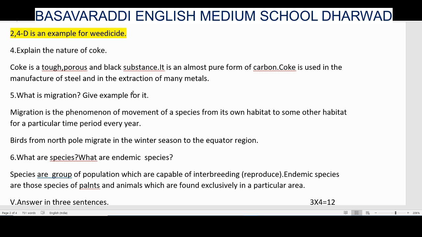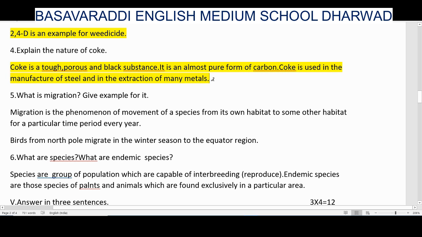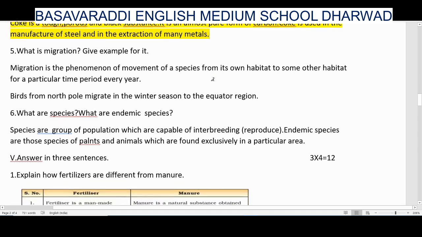So coke is tough. It is very tough and porous. It has many pores, and is a black substance. It is a black, porous and tough substance. It is an almost pure form of carbon. So this coke is used in the manufacturing of steel and in the extraction of many different kinds of metals. As it is a pure form of carbon, it is used in the extraction of different metals from their metal ores.